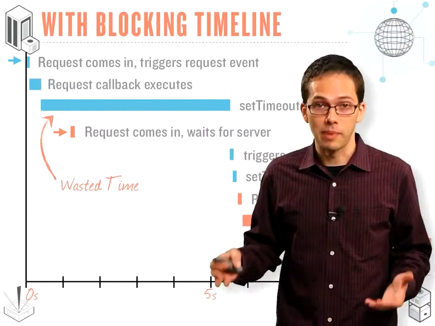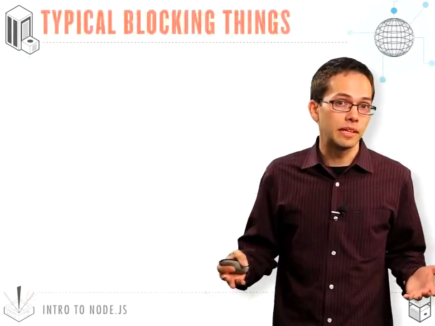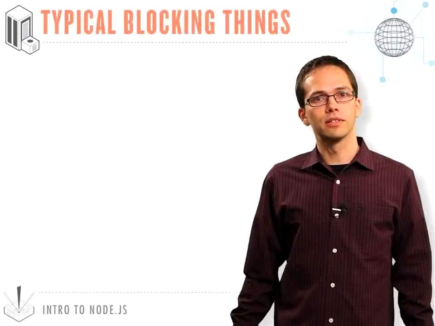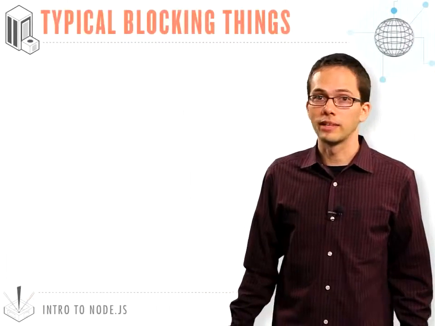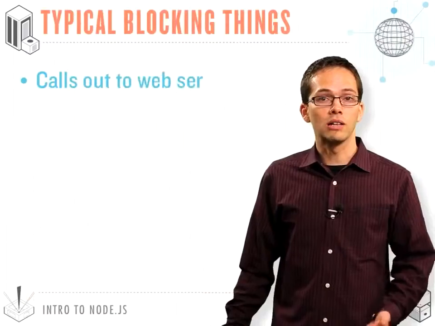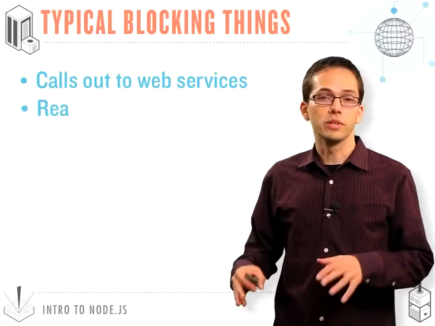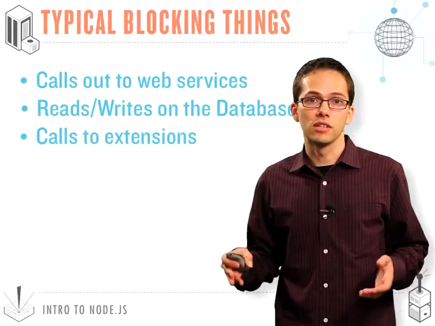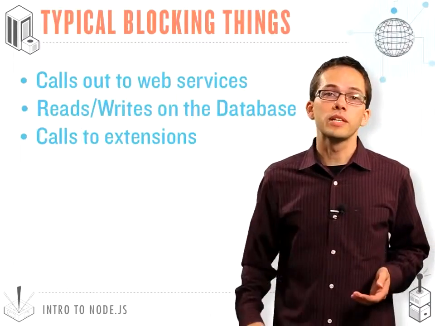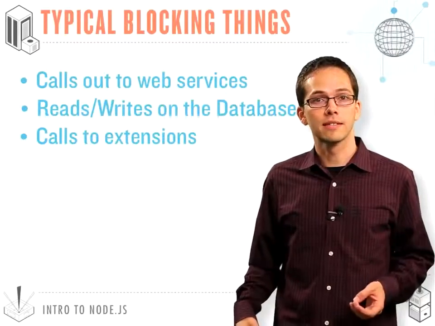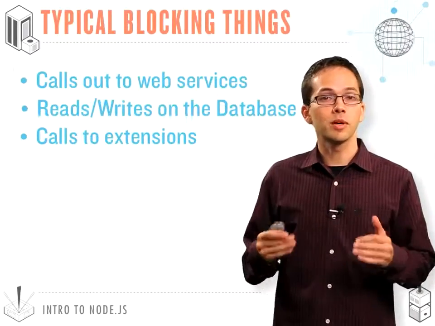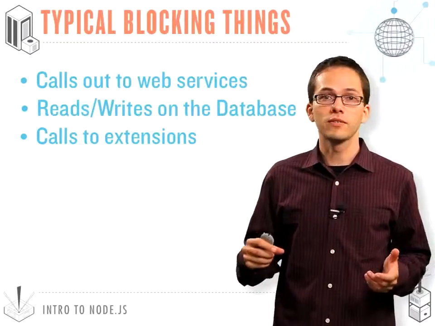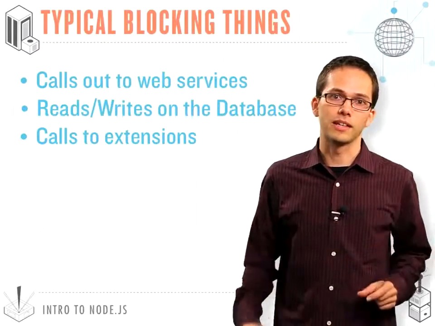Now, obviously, blocking is bad, and you might be wondering, why would anybody write a programming language or a framework that blocks and stops the world? Well, you find this in a lot of programming languages. Often when you do a call out to web services, it'll block. When you're doing a read or write to the database, it'll block. Or when you're calling out to a C extension, it will block. And this is one of the reasons why people love Node.js. Because from the very start with Node, its purpose was to be completely non-blocking, and all of the libraries that you'll find for Node are all non-blocking. That's pretty cool.